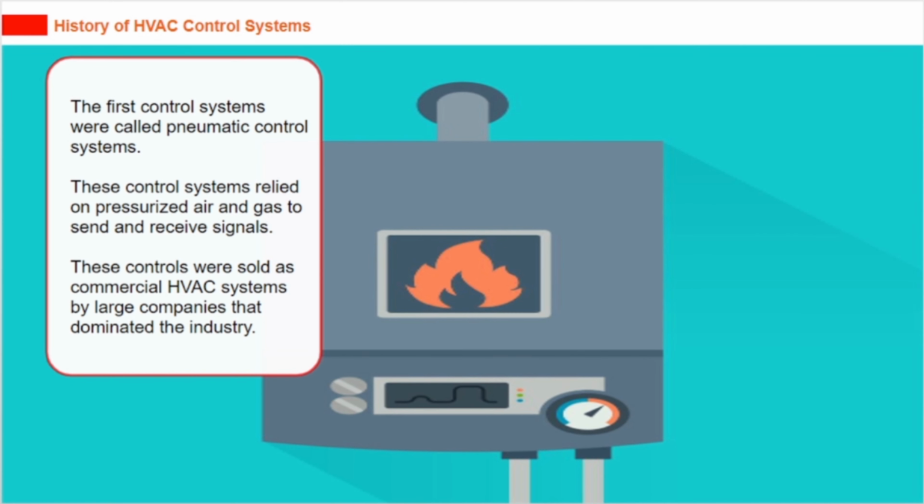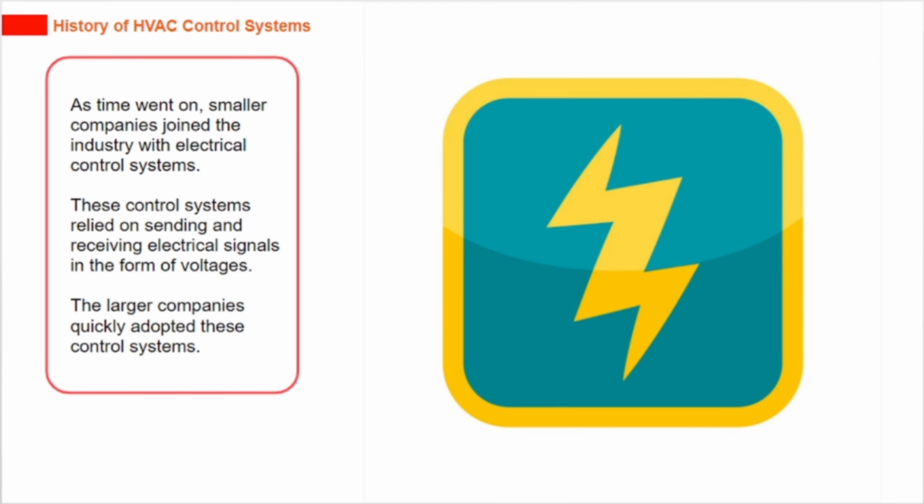The first control systems were called pneumatic control systems. These control systems relied on pressurized air and gas to send and receive signals. These controls were sold as commercial HVAC systems by large companies that dominated the industry. As time went on, smaller companies joined the industry with electrical control systems. These control systems relied on sending and receiving electrical signals in the form of voltages. The larger companies quickly adopted these control systems.